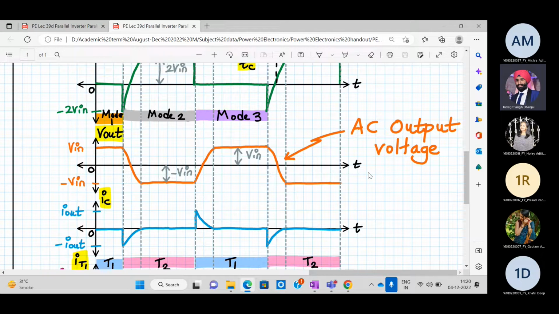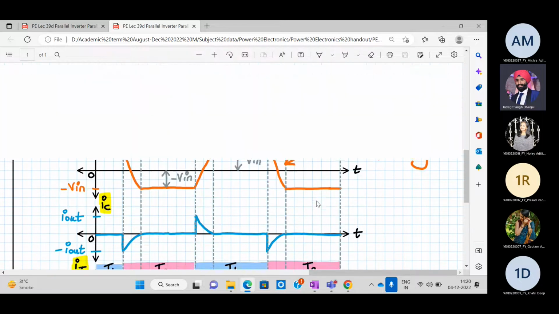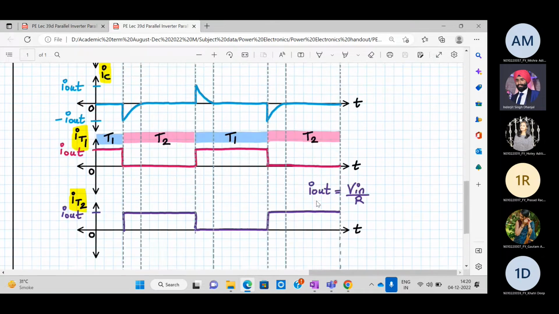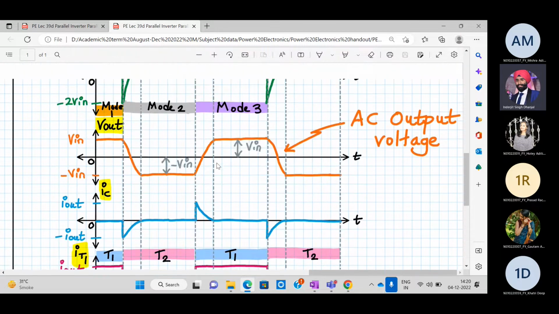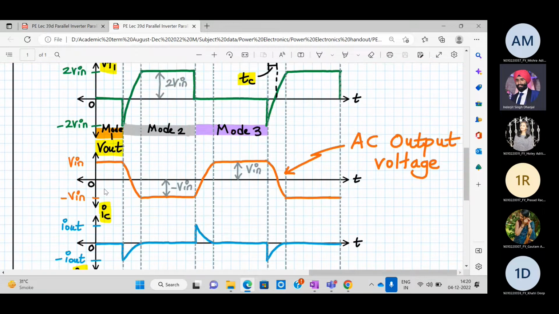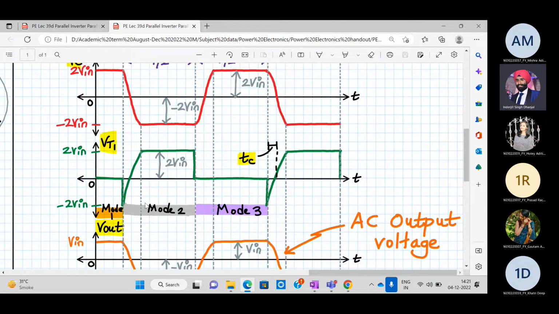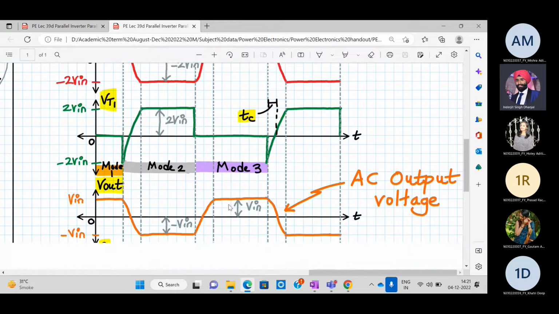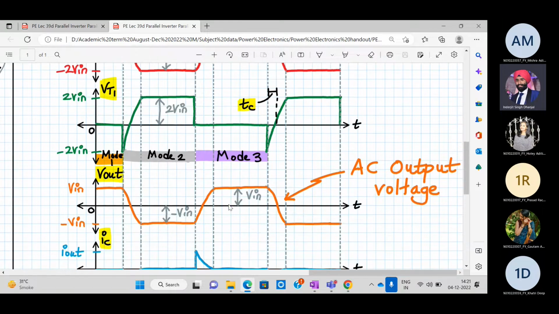It's slightly tedious, here and there we have to look it out, but that's the way the waveforms are. I've already told you all, IT1 and IT2, whichever transistor is on, just draw a constant voltage, constant current of constant value. Alright, and VC nature is same as V out nature, and this is the voltage across VT1. Any doubts in this?